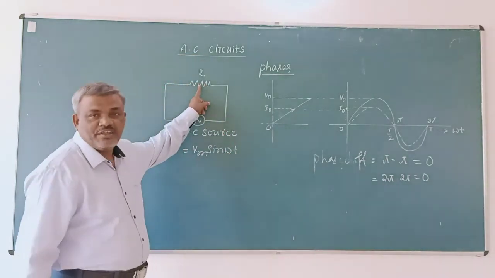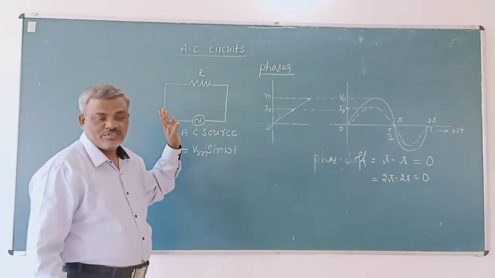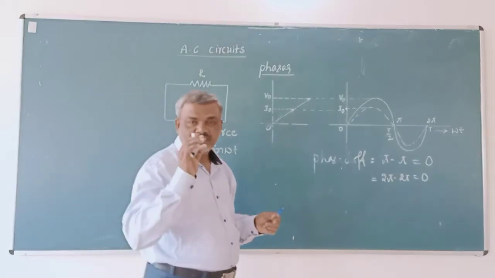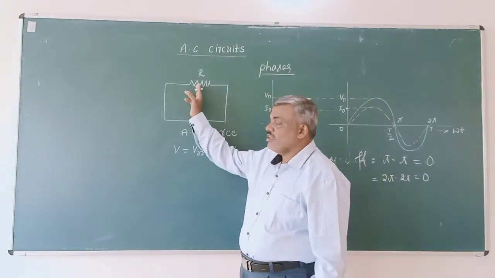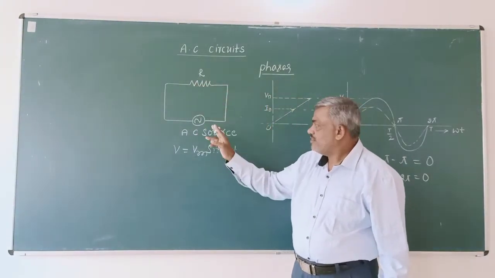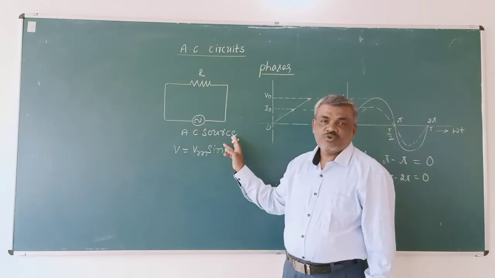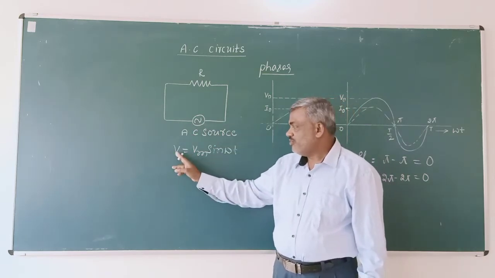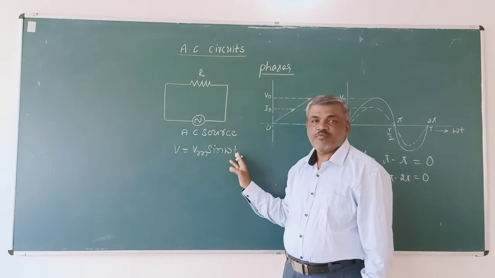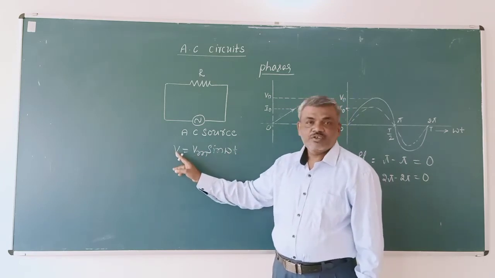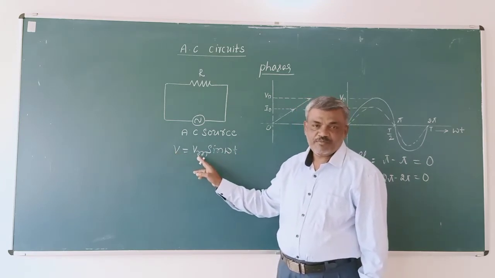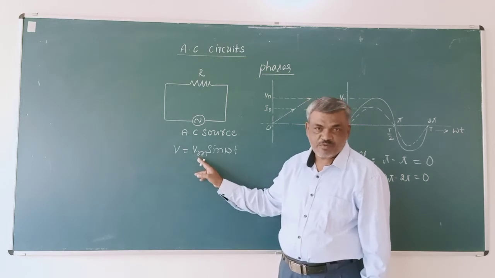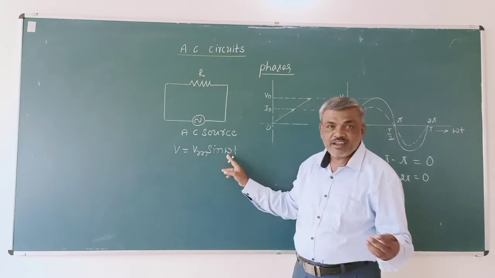AC circuit containing a pure resistor. So students, now we are going to see that a pure resistor R is connected in series with an AC source. The AC source is V equal to Vm sin omega t. V is the source voltage, Vm is the peak value or maximum value, and omega is the angular frequency.